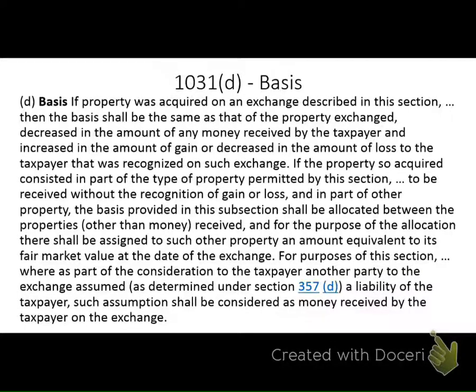So how do you determine what your exchange basis is in a non-recognition transaction? You calculate it by starting with the basis of the property exchanged, so your old basis. So the property that you held at the beginning of the transaction, you start there and you decrease that, so subtract out the amount of money received by the taxpayer. Then you increase that, so you add into that the amount of gain.